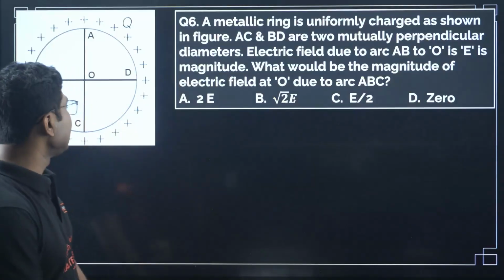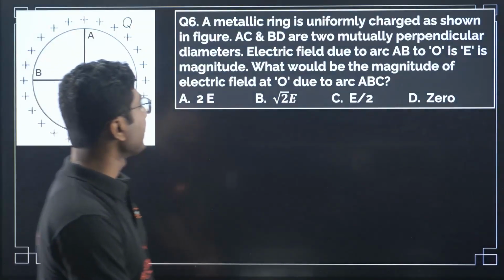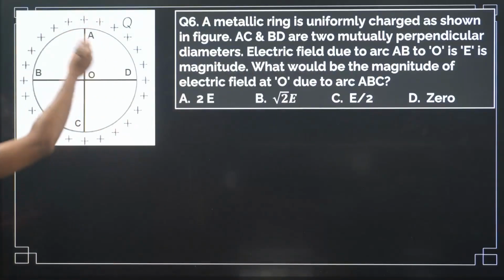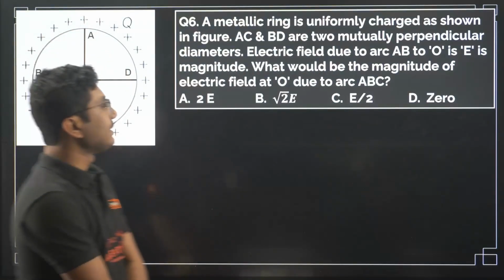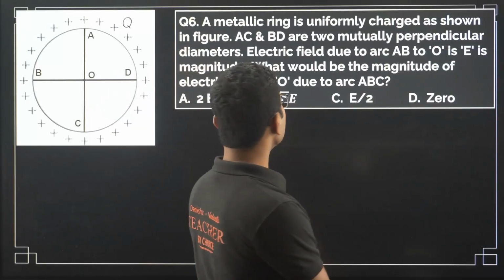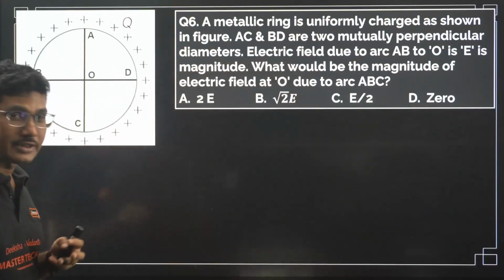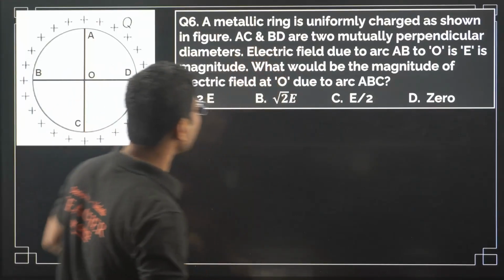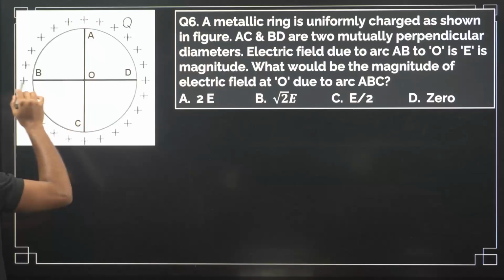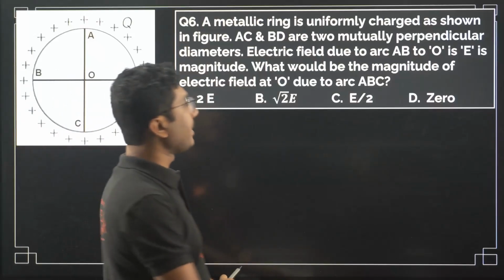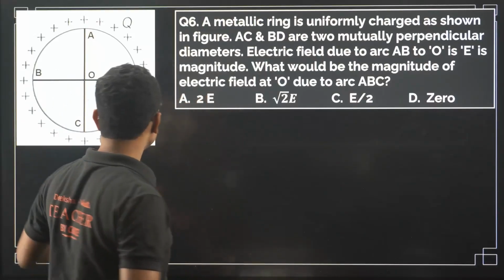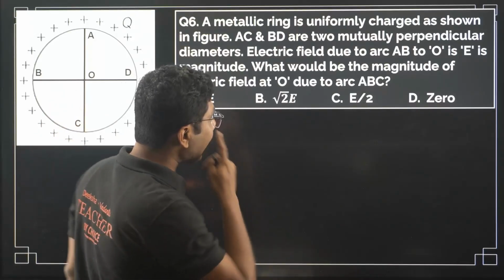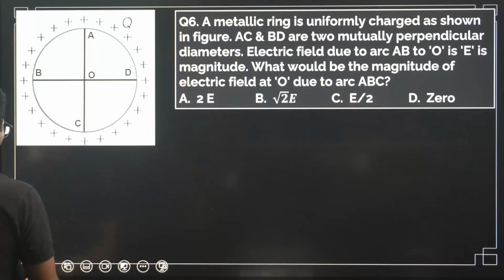Okay, now let's see the question. This is also an interesting question. A metallic ring, here a metallic ring is shown. Okay, you can see this metallic ring is uniformly charged as shown in the figure. This question can come in KCET. As shown in the figure, AC and BD are two mutually perpendicular diameters.